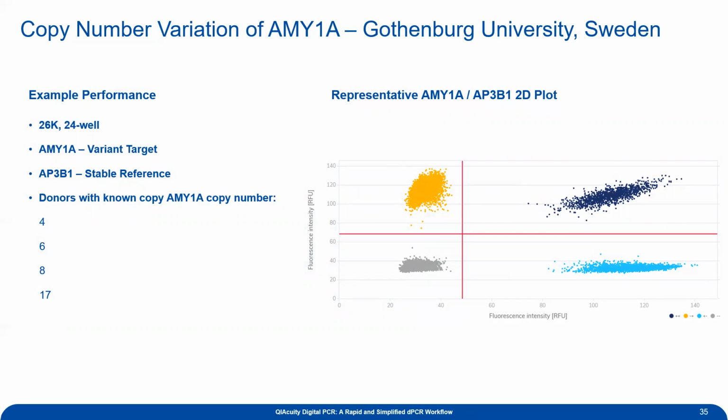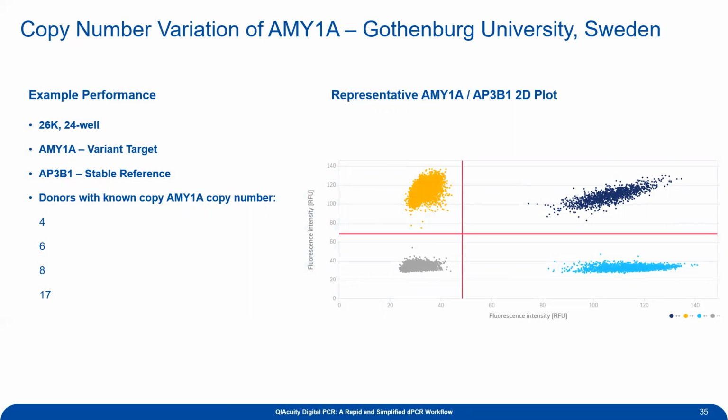And basically, it's known to vary in copy number state. So there's a huge range of copy numbers for AMY1A, and that's the variable target. So here is a stable reference, AP3B1. That's known diploid single copy across humans, right? It tends to be, I believe, lethal to the cell if it's duplicated, inverted, deleted, things of that nature.